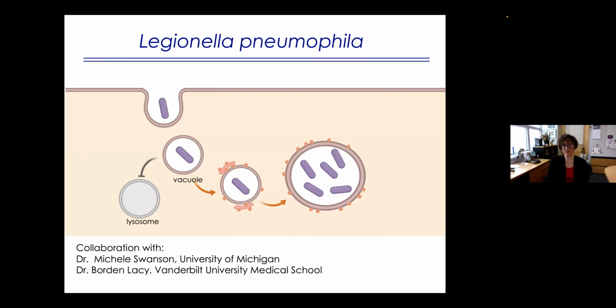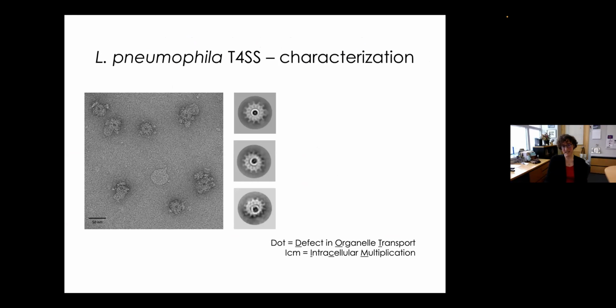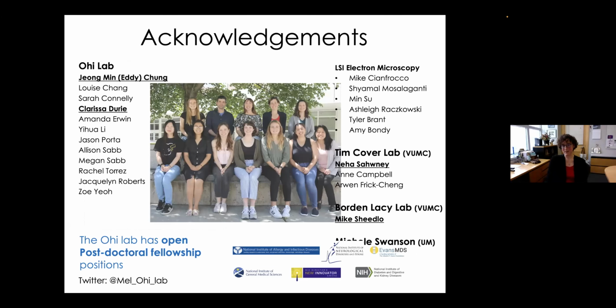I'm not going to go into huge detail on this, but just to say that once again, this is a collaboration with Mike Sheedlow, Borden Lacey, and a Legionella specialist here at University of Michigan, Michelle Swanson, who helped us figure out how to grow the bugs. And then very quickly, Clarissa was able to figure out how to purify the complex. This is a negative stain. And then she did mass spectrometry to show that we were getting the components that we were expecting. And then I'm going to let her talk about how she got it into vitrified ice.